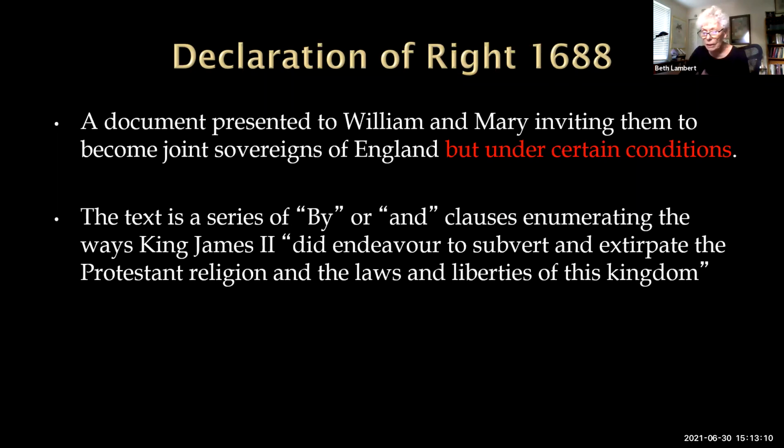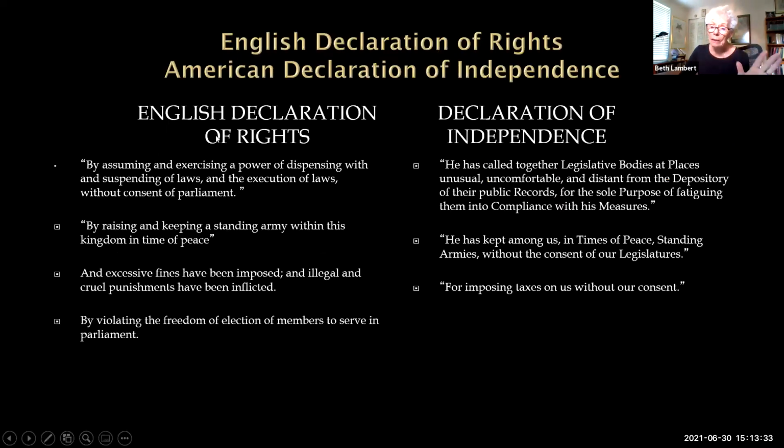And the text, the Declaration of Right that they made them sign, is a series of clauses enumerating the ways the king, James II, did endeavor to subvert and extirpate the Protestant religion and the laws and liberties of this kingdom. The English Declaration of Rights fits into the Declaration of Independence. Thomas Jefferson knew the English Declaration of Rights. You have the same wording.